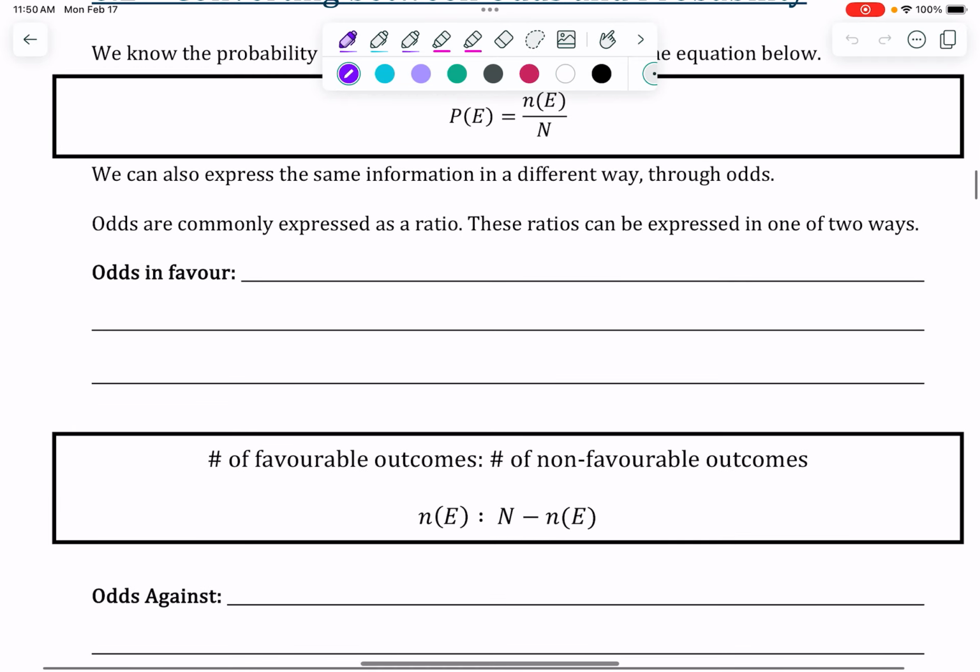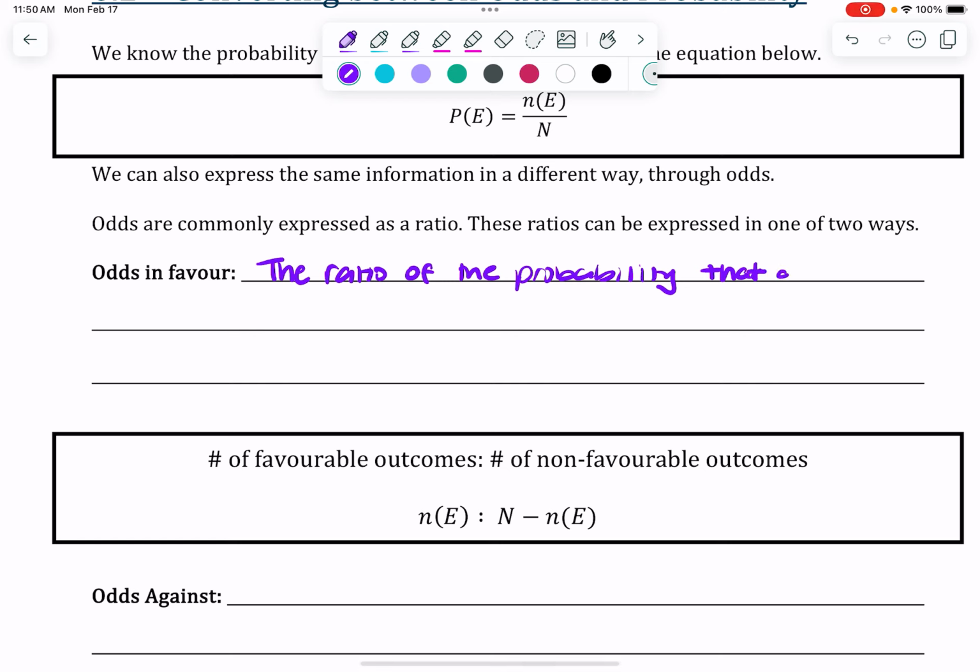And what that looks like is odds in favor are the ratio of the probability that an event will occur to the probability that the event won't occur.